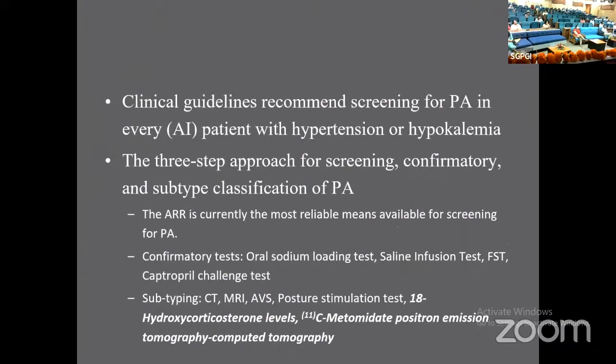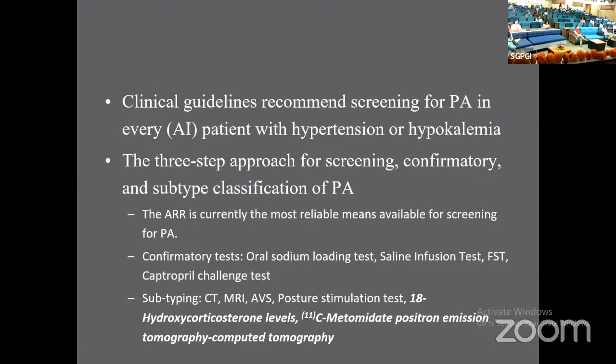Now, although I'm aware that this is not a topic to talk about in detail, the hormonal workup, it will be interesting to know that there is a three-step approach for the screening, confirmation, and subtype classification for a lesion suspected of primary hyperaldosteronism. The most reliable means for screening is the aldosterone-renin ratio. There are a lot of confirmatory tests available, but in my practice, my endocrinologist would do an oral sodium or even a saline infusion test. But fludrocortisone suppression test and captopril challenge tests are just mentioned, but not routinely carried out.